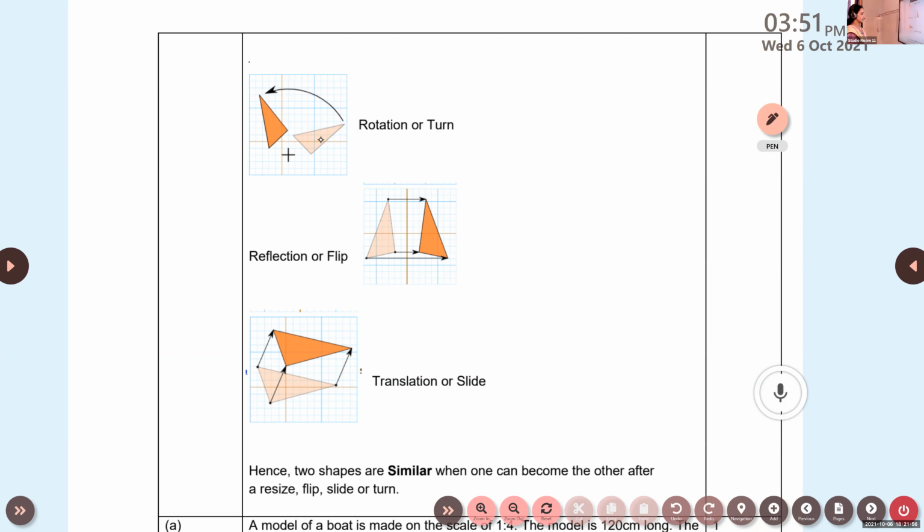And the next one is translation or sliding. If it is in the bottom, if you move it up or down, in that case also, when you translate it, it will be similar. So hence, two shapes are similar when one can become the other after either you resize it, flip it, slide or turn. Resize means when you increase or decrease. Flipping means it is a reflection, or slide, or turn.